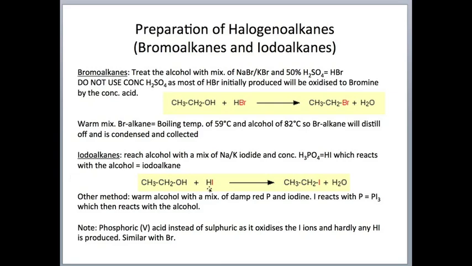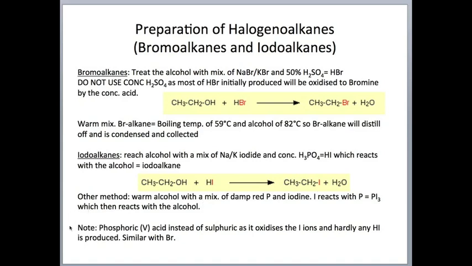So this is the equation here. Here we have ethanol reacting with hydrogen iodide to produce iodoethane and water. There is another method. We can warm the alcohol with a mixture of damp red phosphorus and iodine. The iodine will react with the phosphorus to produce phosphorus triiodide, which will then react with the alcohol.